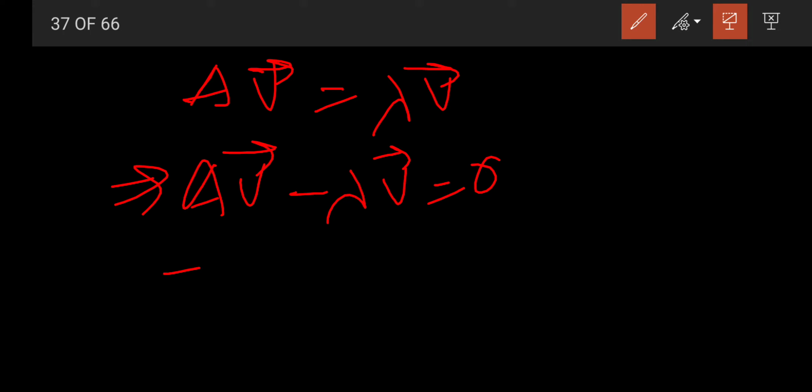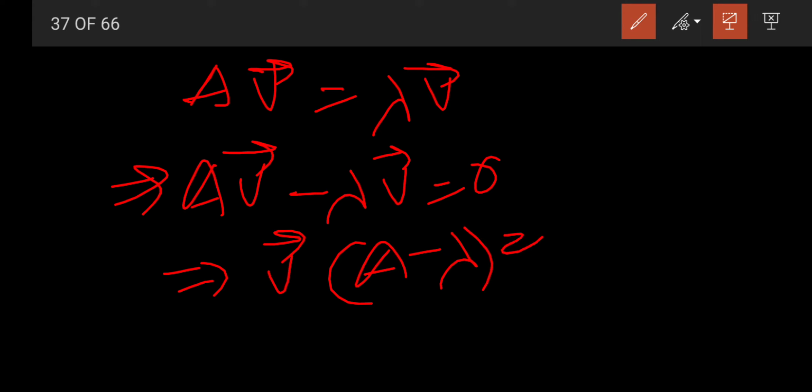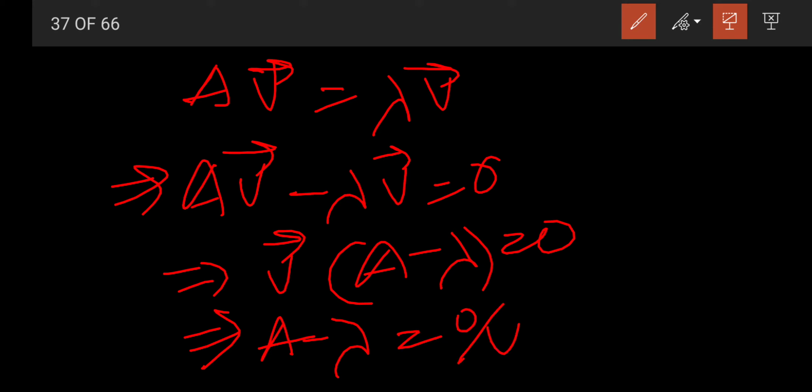Now going to the next step. What is the next step? Taking v vector common, (A minus λ)v equals 0. Then A minus λ equals 0 upon v vector, and v vector equals 0. Okay, so here there is a catch.